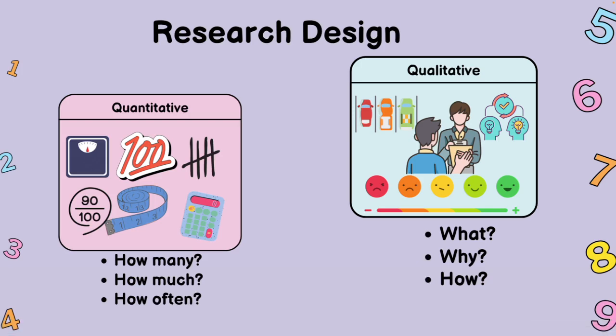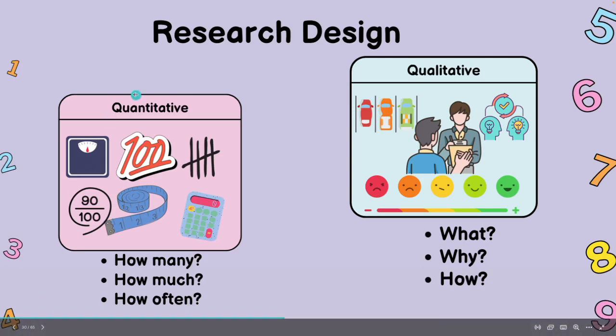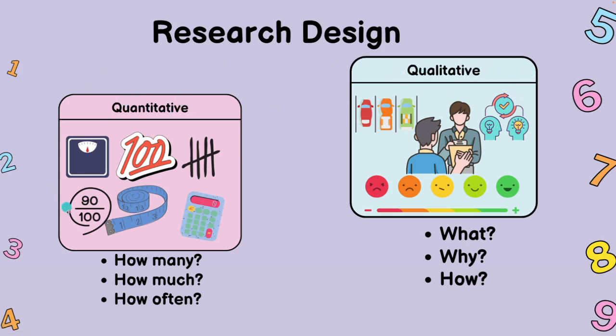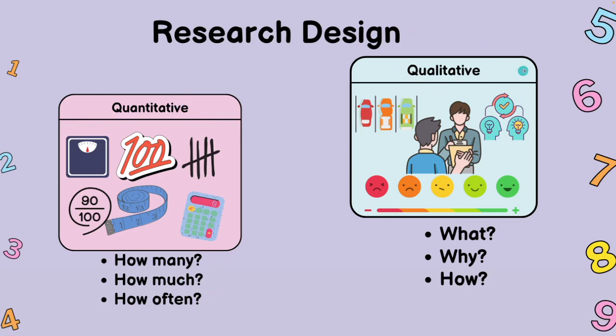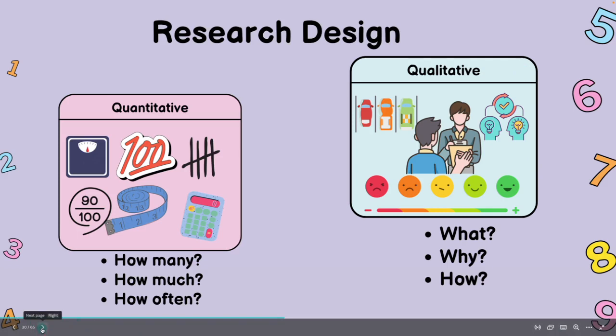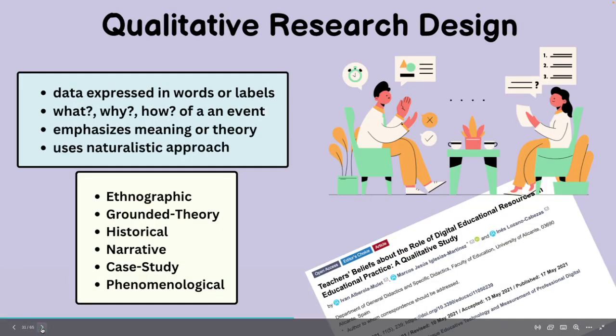Research design falls under two major camps. It can either be quantitative research or qualitative research. Quantitative, as the name implies, answers quantitative questions, questions of quantity or number: how many, how much, how often. And qualitative research answers questions of quality, of category, of label. So the what and the why and the how. That's what the qualitative design would be answering.